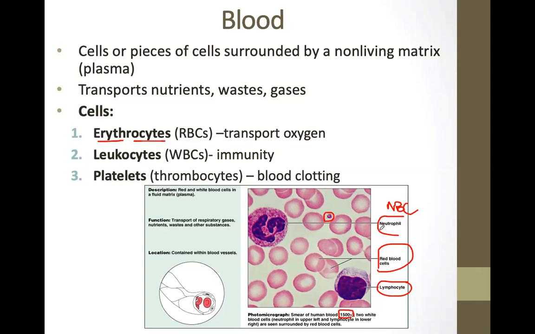And if I ask you what is the main function of the erythrocyte, it's transporting oxygen. And also, I'm going to note for you guys your CO2, which is your waste gas. Leukocytes are responsible for production of immunity, and platelets we already talked about.